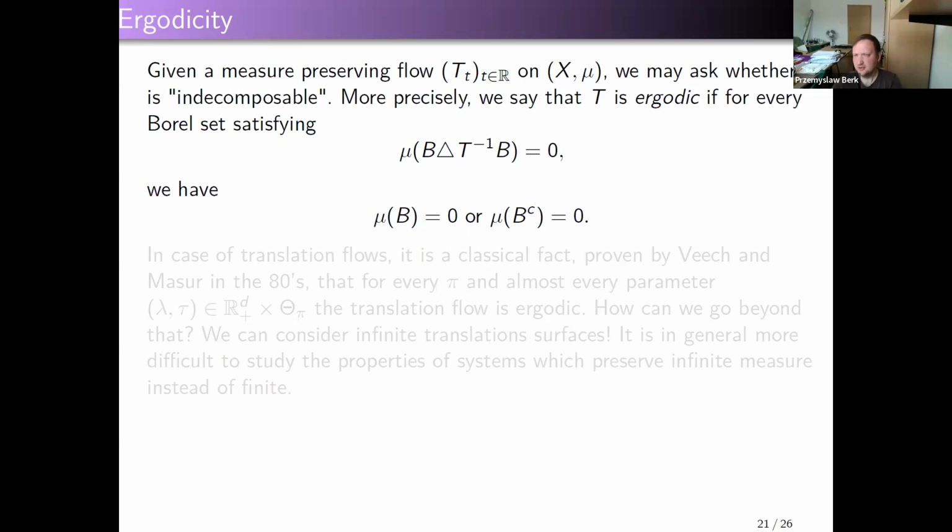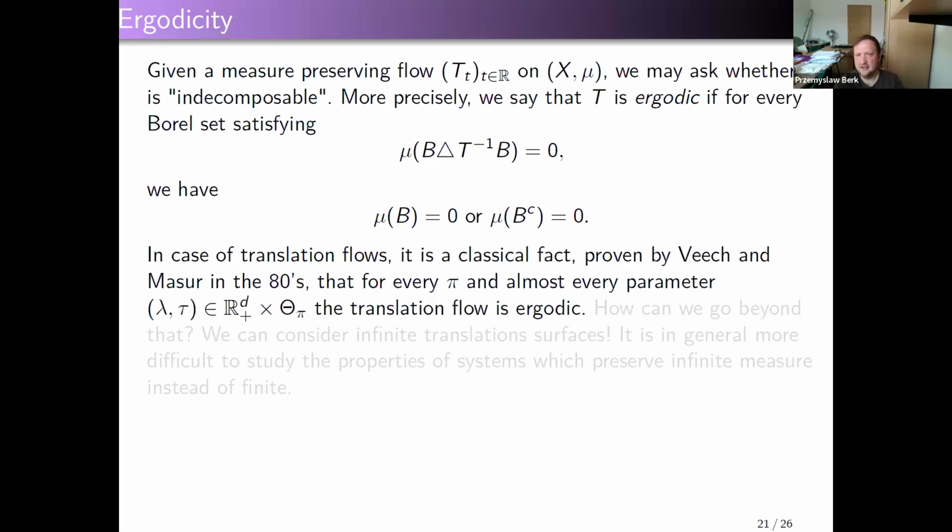So what about ergodicity for translation flows? Well, this is a very classical theory already. It was proven in the 80s that, not only for almost every parameter is the translation flow ergodic, they, by they I mean Veech and Masur, actually proved that it's uniquely ergodic, which means that Lebesgue measure is the only invariant measure. Usually systems can have more than one invariant measure, and we can consider those measures separately, but here there's nothing to consider.